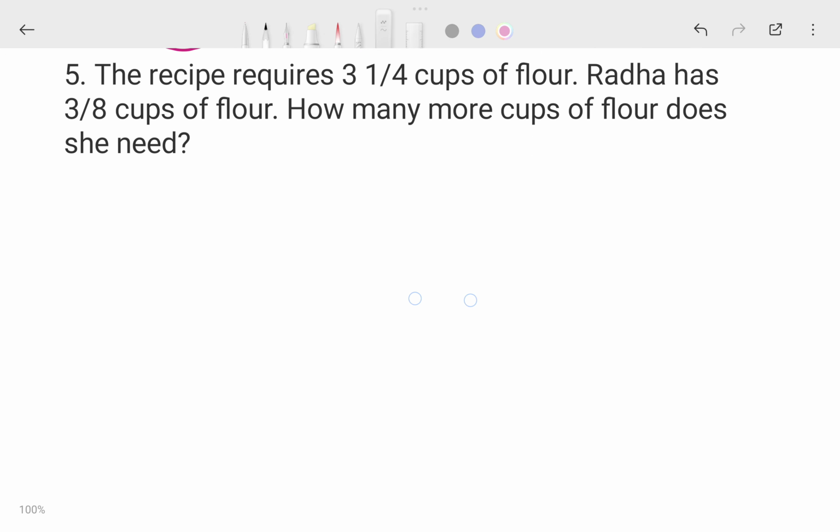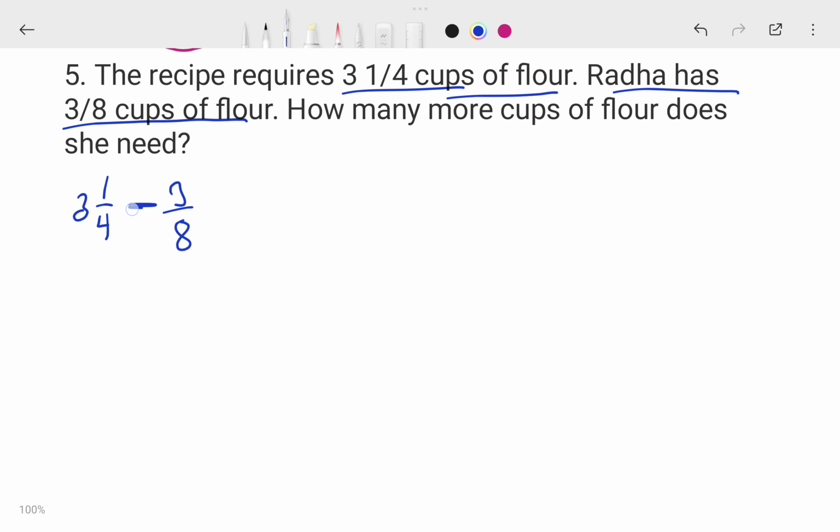The recipe requires 3 1/4 cups of flour. Radha has 3/8 cup of flour. So the recipe requires that much cup of flour, and Radha has 3/8 of a cup of flour. How many more cups of flour does Radha need?